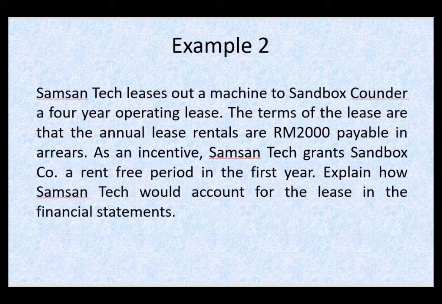operating lease. The terms of the lease are that the annual lease rentals are 2,000 ringgit payable in arrears. As an incentive, Samsung Tech grants Sandbox Company a rent-free period in the first year. Explain how Samsung Tech will account for the lease in the financial statements.